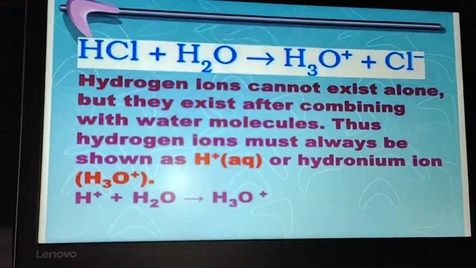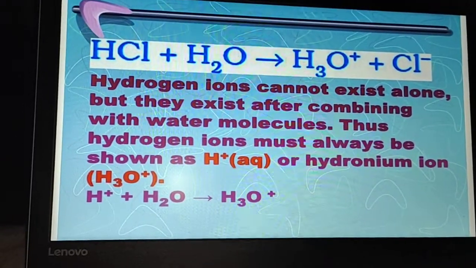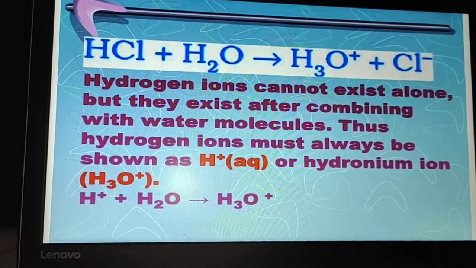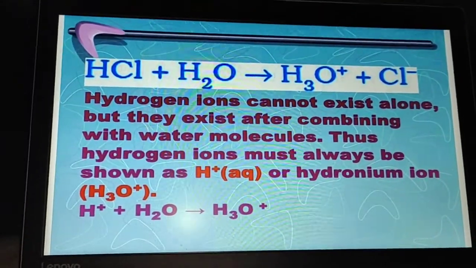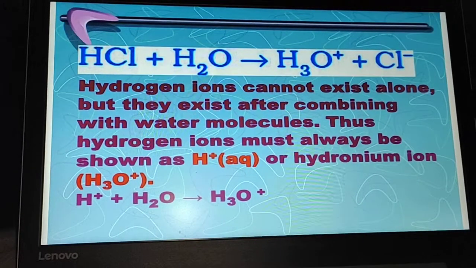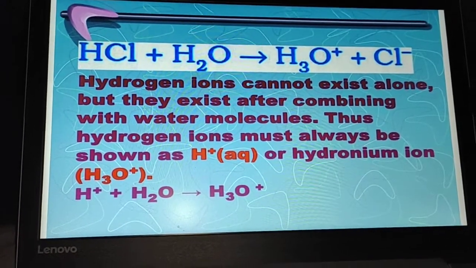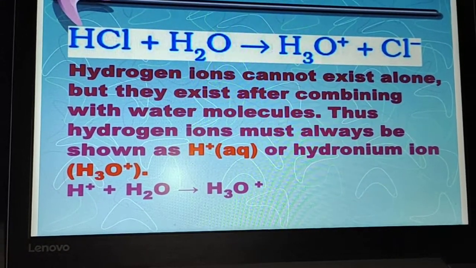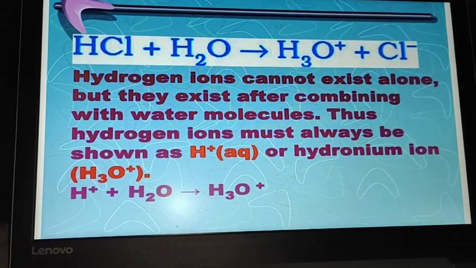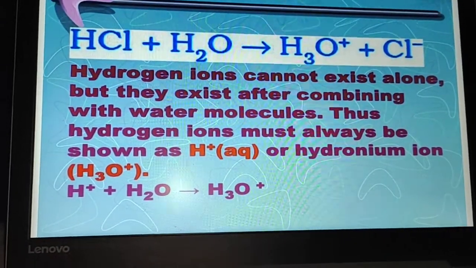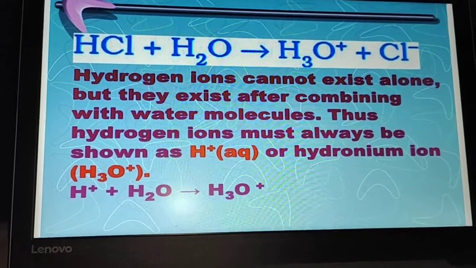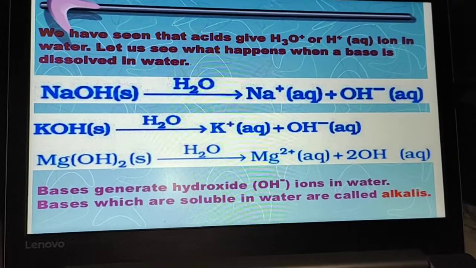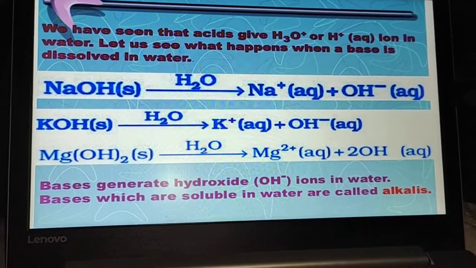So here HCl plus H2O gives H3O positive plus Cl minus. Hydrogen ions cannot exist alone, but they exist after combining with the water molecule. Here H3O positive and H plus are considered as a proton and hydronium cation. This is the same thing. Thus the hydrogen ion must always be shown as H plus or the hydronium ion, H3O positive. It is formed as H plus plus H2O gives H3O positive. We have seen that acids give H3O positive and H plus ions in water.